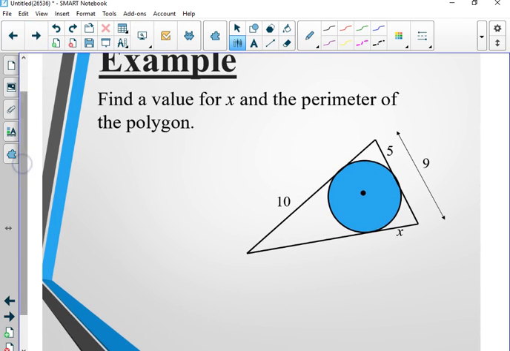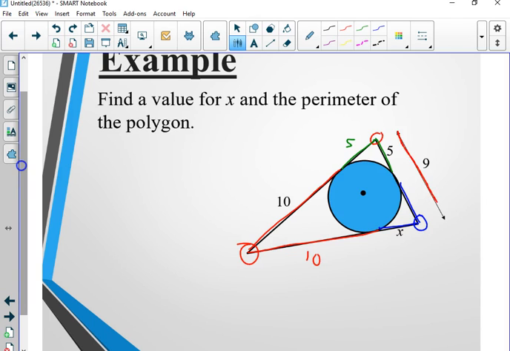All right. Find a value for x and the perimeter of the polygon. So this one, for some reason, stumped me at first too. So we have an external point, which means this tangent right here is congruent to this tangent, which means this is 10. And then we also have a point out here, which means this tangent is equal to this tangent. And we have an external point out here, so this tangent is equal to this tangent. Now, the one thing we don't know is x. We know these are both going to be x, but what is x?